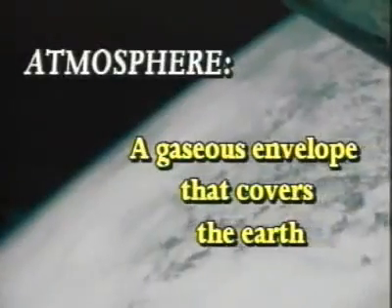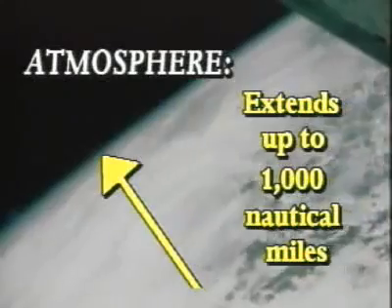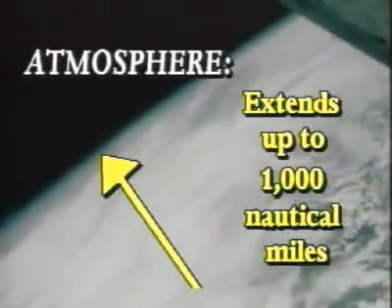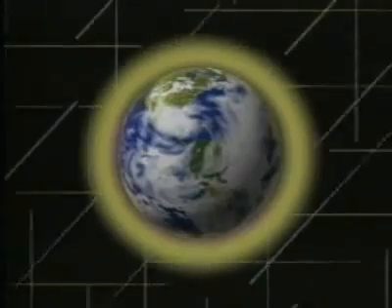The atmosphere is a gaseous envelope that covers the Earth. The atmosphere extends from the Earth up to 1,000 nautical miles. Without the atmosphere, there would be no life on Earth. The atmosphere provides protection from harmful ultraviolet or UV rays, cosmic rays, and meteorites.